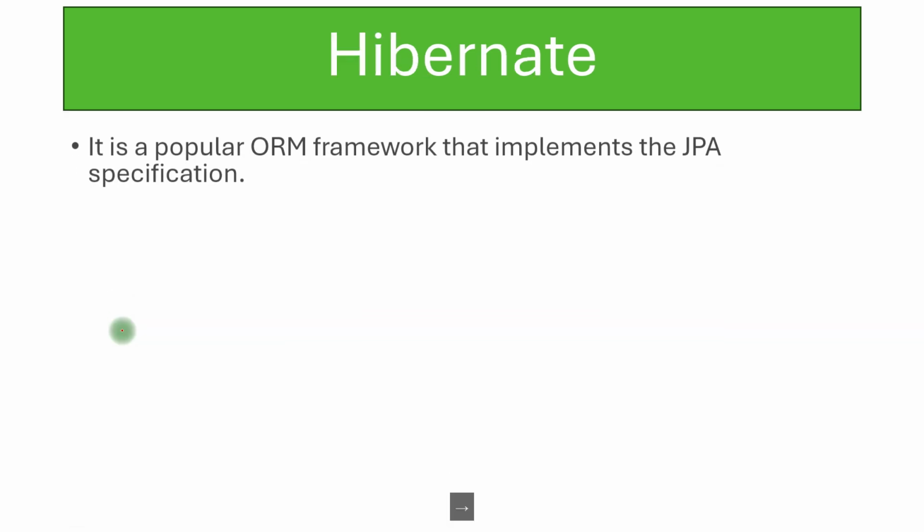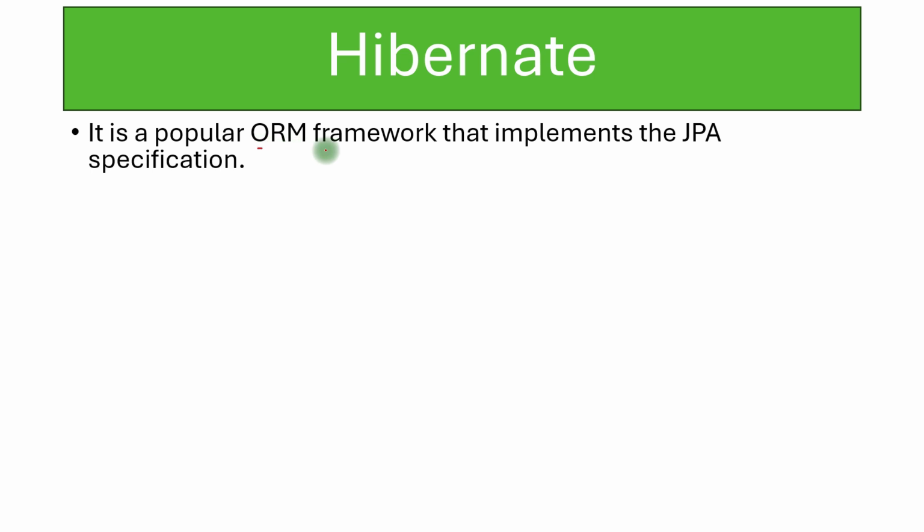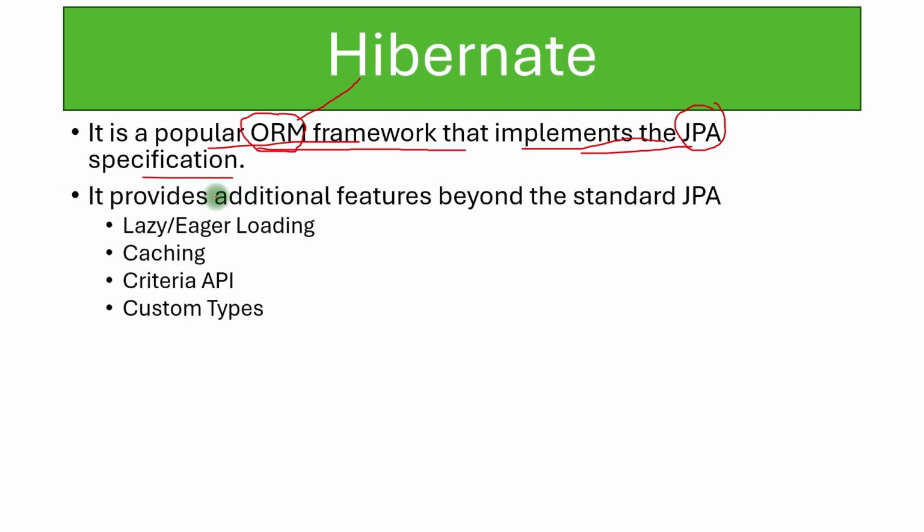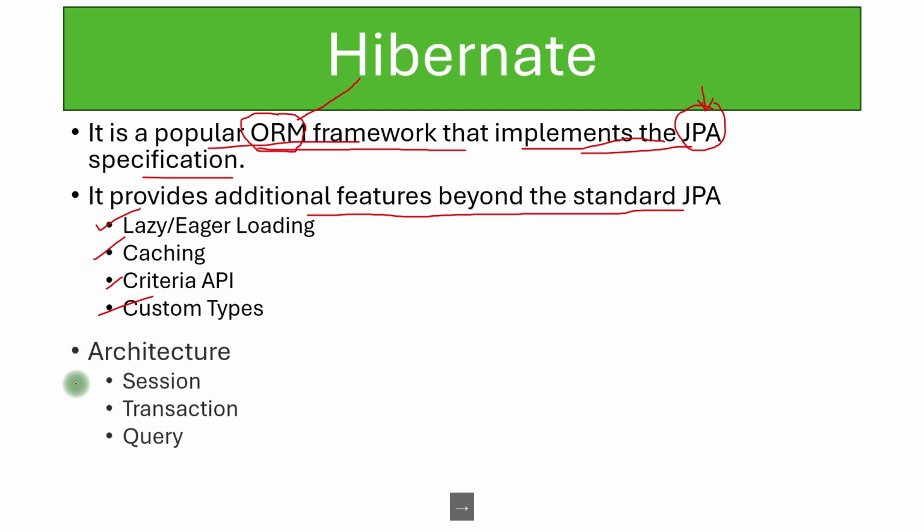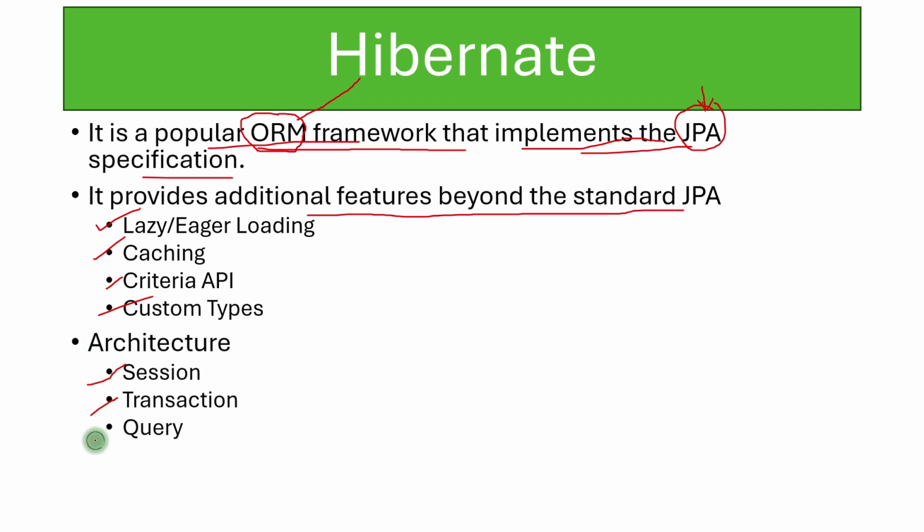Moving ahead, Hibernate is a popular ORM framework that implements the JPA specification. So these keywords are connected now. This ORM now connects with this Hibernate and this JPA that you can see. So in one line, it is a popular ORM framework that implements the JPA specification. And Hibernate provides additional features beyond the standard JPA. We already saw what JPA provides, and on top of that it gives us lazy and eager loading, caching, criteria API and custom types. And architecture-wise, these are the critical components: session, transaction, query.